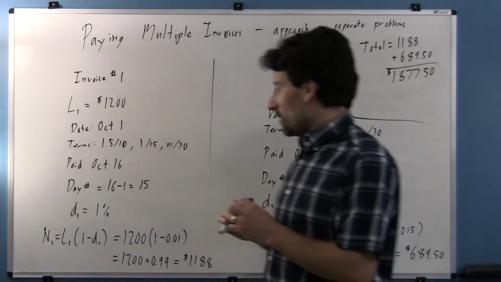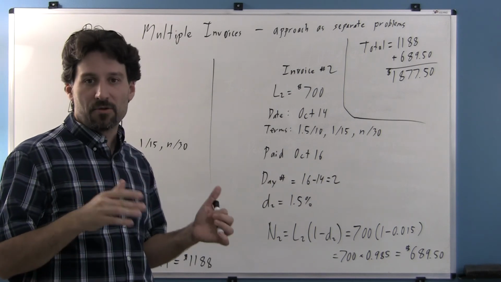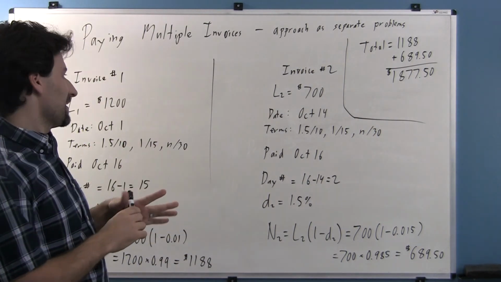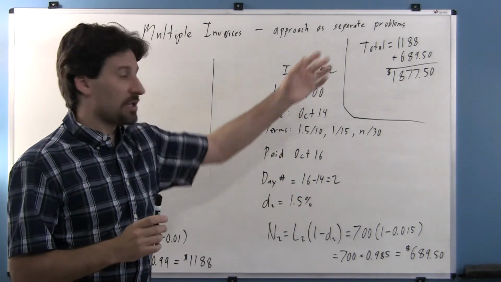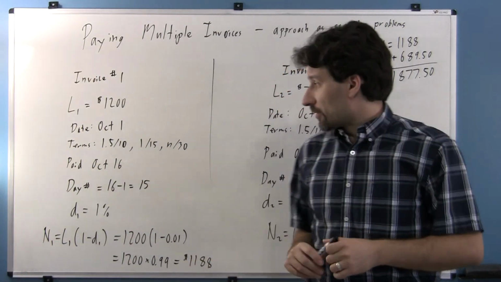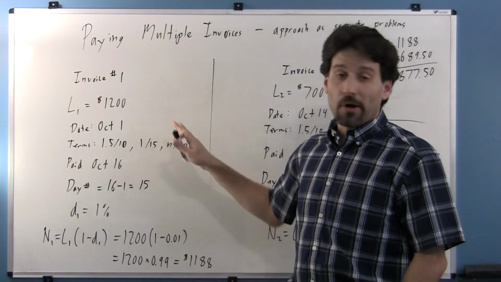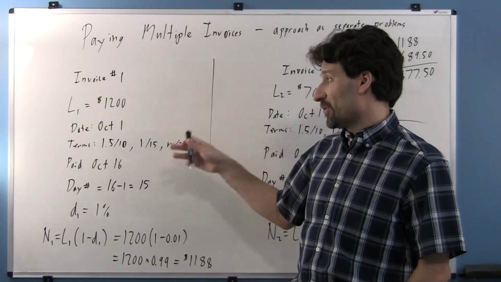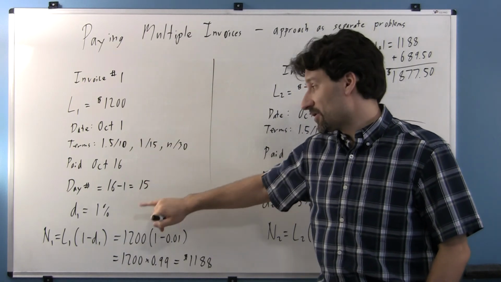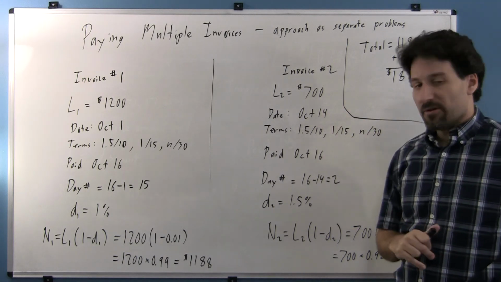So it's not too complicated. It's just easy, I think, to get lost in the numbers, especially if we also include a mailing date, the date the invoice arrived in the mail. But just treat it as two separate calculations and then add it up at the very end. October 16th is the day you're paying, but in each case you have to look separately. They'll probably have the same terms, but they'll have different invoice dates. So that's why you have to say, well, the $1,200 we paid 15 days later, so it gets 1% off. The $700 we paid 2 days later, so it gets 1.5% off.